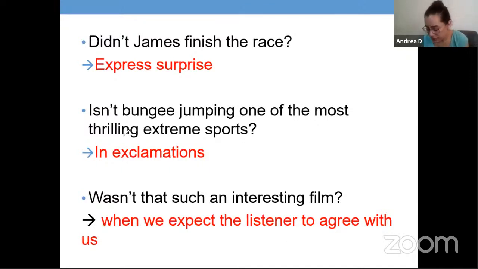Like the second sentence: isn't bungee jumping one of the most thrilling extreme sports? You could answer, but you don't have to, because the other person doesn't want any information from you. You could say, oh, yeah. Or if you don't agree with that person, you can say, no, I don't think so, it isn't for me. So you don't necessarily have to answer, but you can. If you actually agree with the person and you're feeling the hype, maybe you could answer.